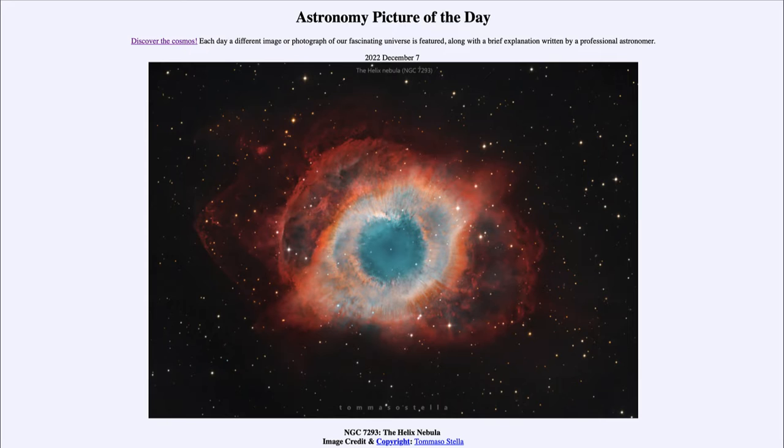One of the things that I like to do in each of my introductory astronomy classes is to begin the class with the astronomy picture of the day from the NASA website, apod.nasa.gov/apod. And today's picture for December 7th of 2022 is titled NGC 7293, the Helix Nebula. So what do we see here?